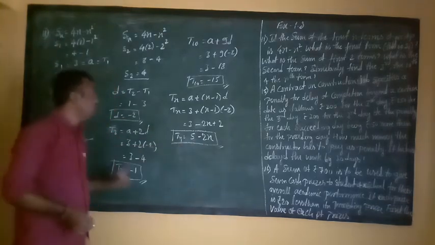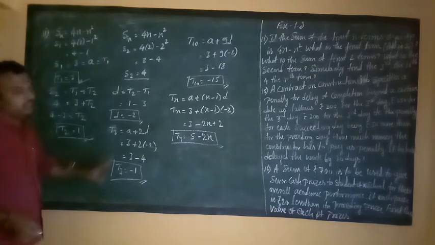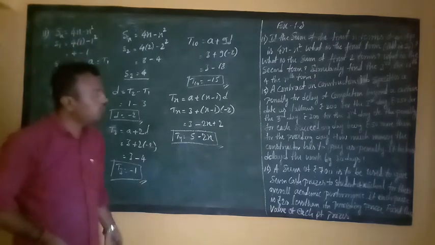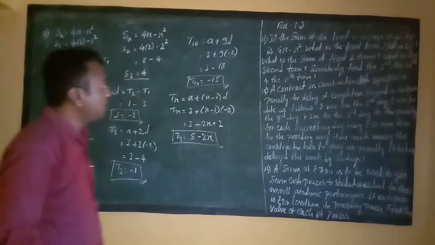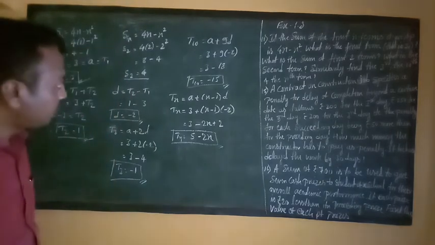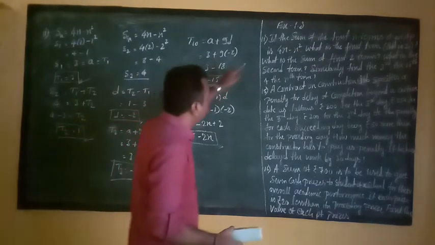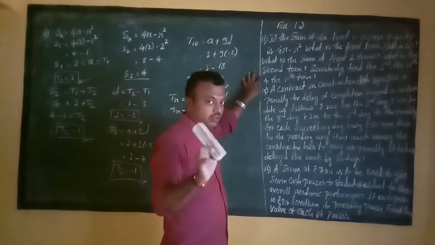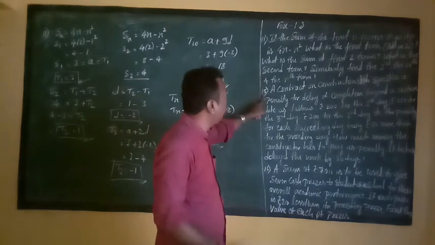5 minus 2n. This is 4n minus n square. That's all, students. Like this you have to practice it. Okay, students. Questions 11, 12, 13, 14, you have to do at home. Okay, students, I will go to the 15th question.